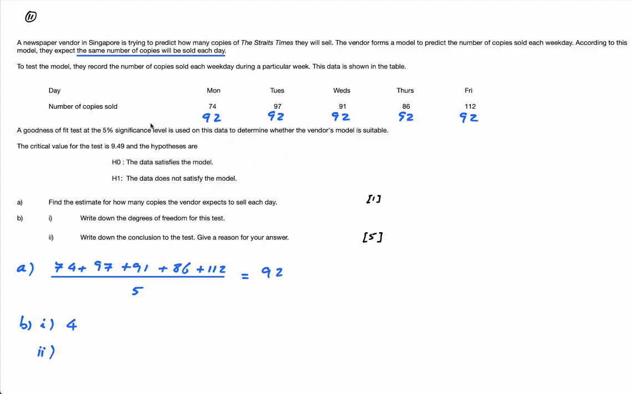Now, hang on, I skipped a little bit here. It's a goodness of fit test at the 5% significance level, and the critical value for the test is 9.49. So they actually give you the critical value here. H0 is the data satisfies the model, and H1 the data does not satisfy the model. So what's the conclusion? Do we reject or do we fail to reject? Well, we need to run the test.